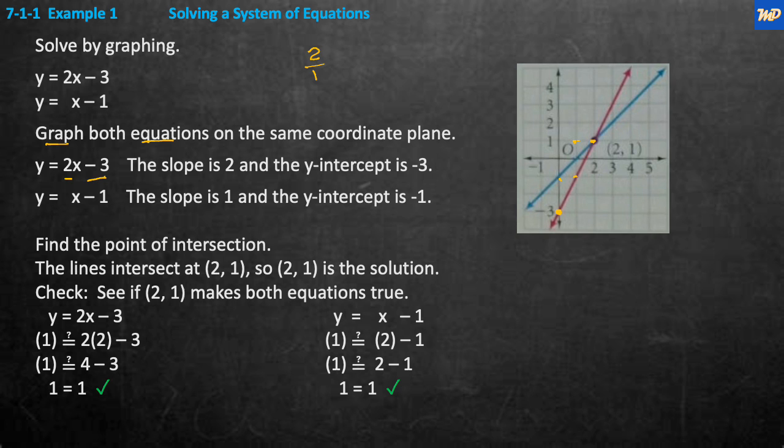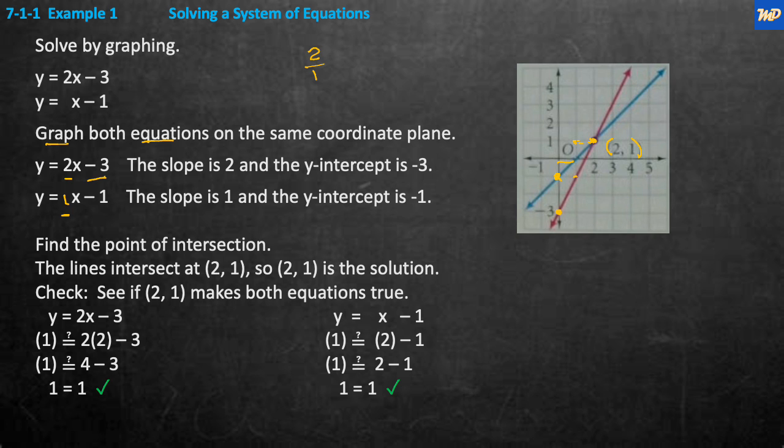So let's look at the slope of y equals x minus 1. The slope is 1, and the y-intercept is negative 1. So we go right here, negative 1, the y-intercept. The rise is 1, and the run is 1. Look at that. They land at the same spot. So the solution is right here: 2, comma 1. X of 2, y of 1. That's the solution to our system.